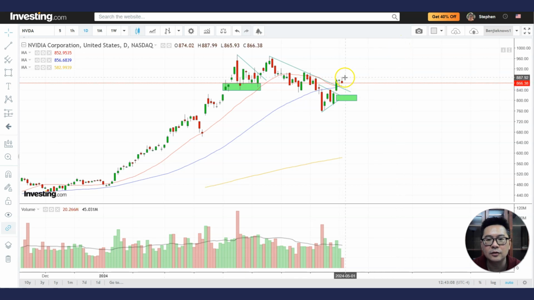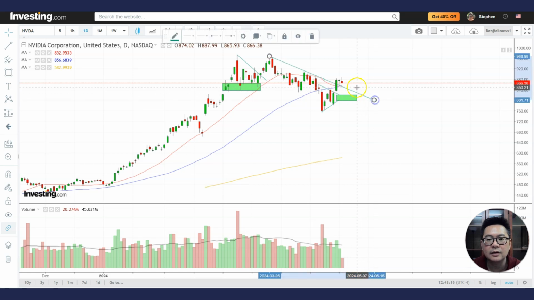But I don't mind if it goes up, trades down a bit, as long as it stays above this downtrend line, then most likely it's going to go up, because I know that we might have a reverse head and shoulders pattern here. Okay, a reverse head and shoulders pattern here.